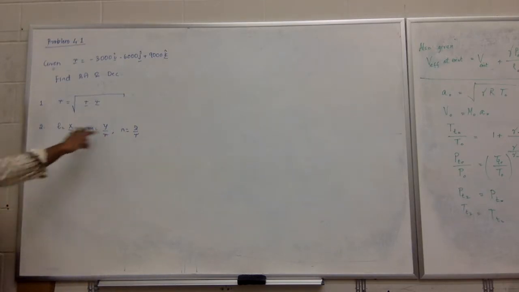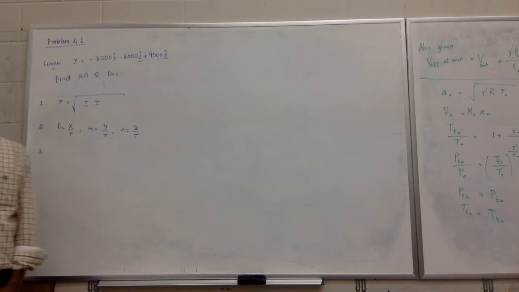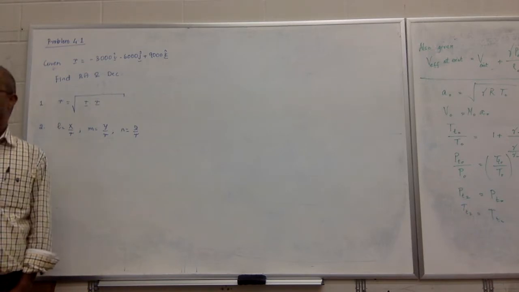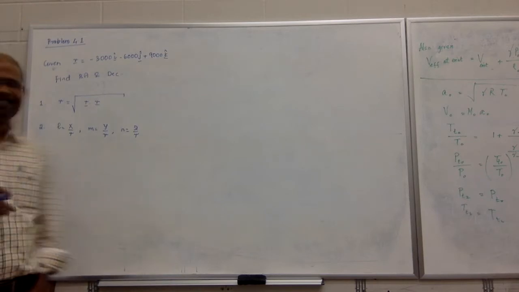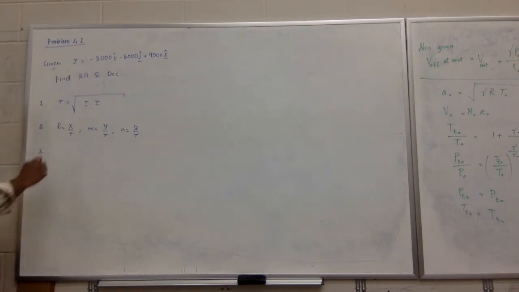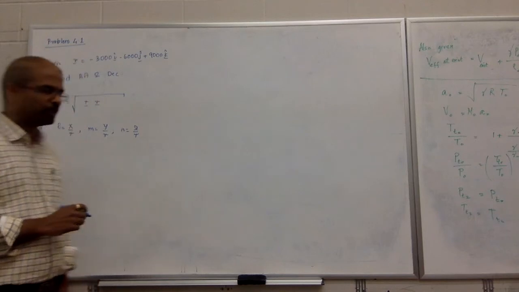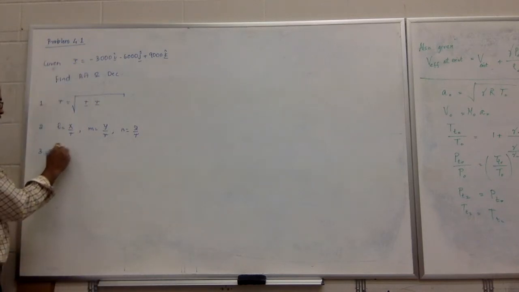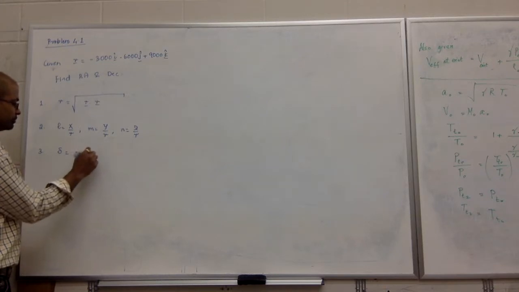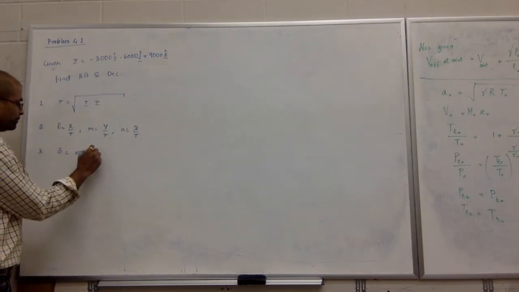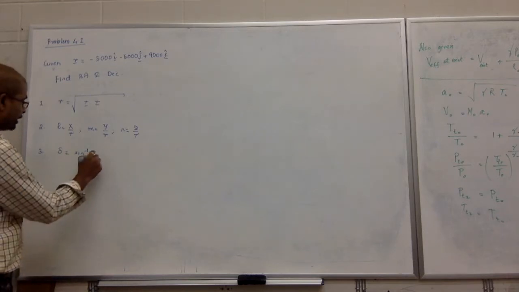So you can do these, right? The form doesn't matter, you can give me any form. Then you have delta. Delta is what? Sine inverse of what? Sine inverse of lowercase n.